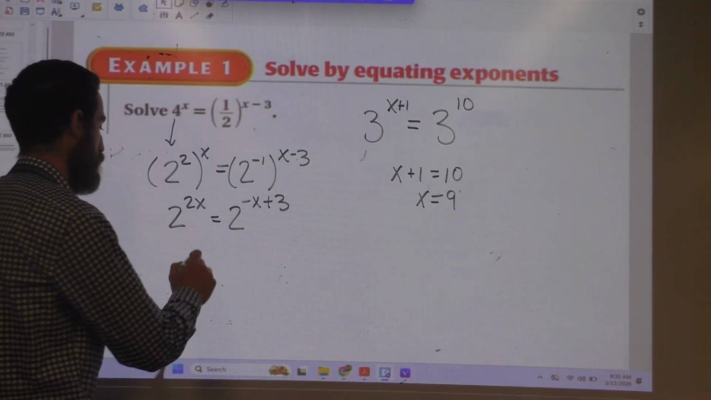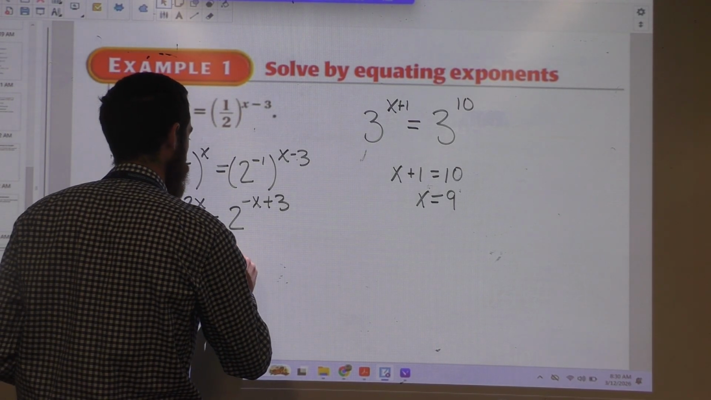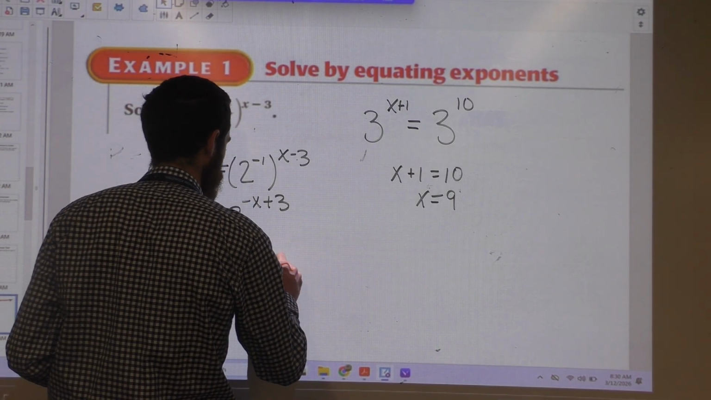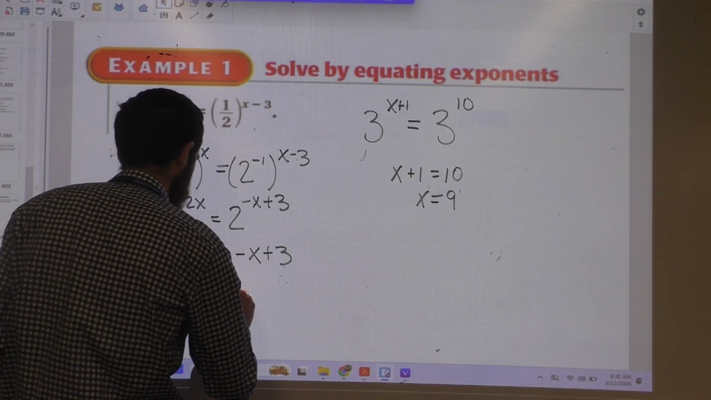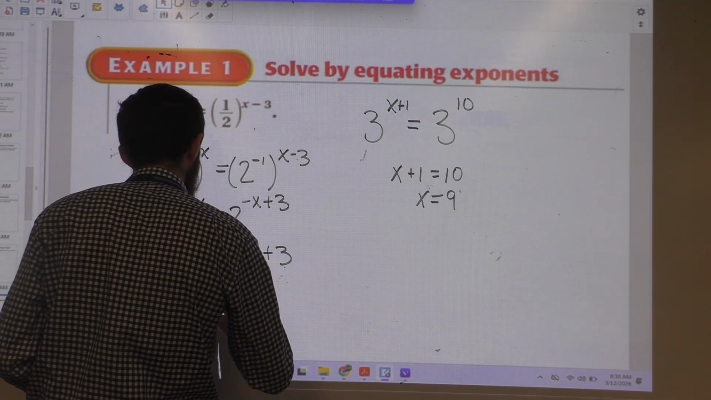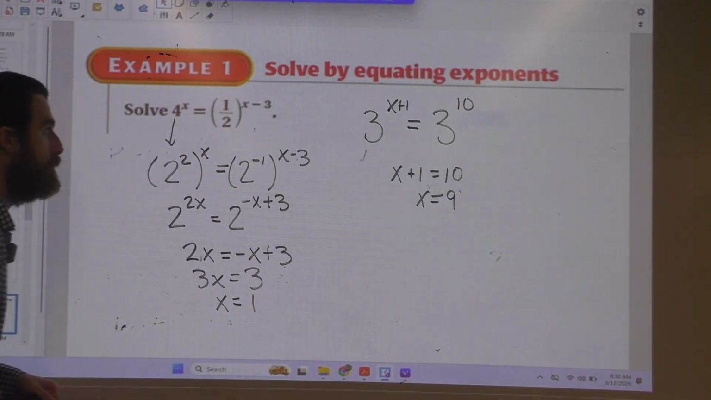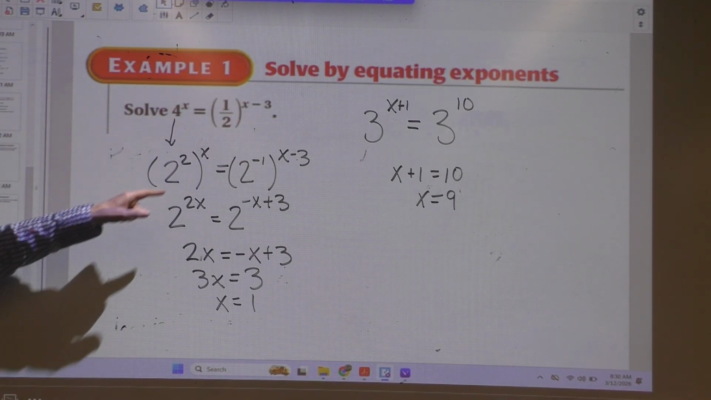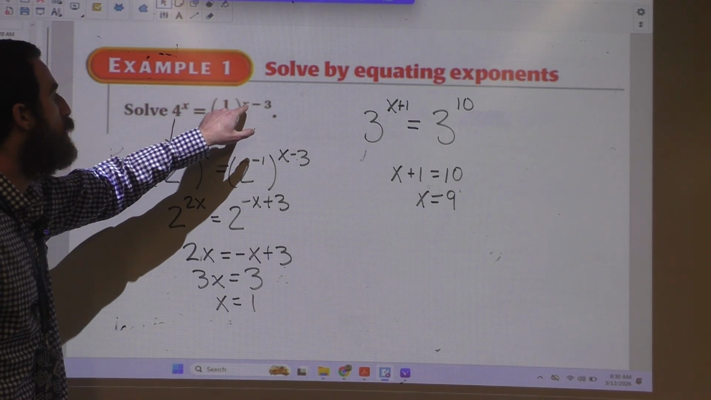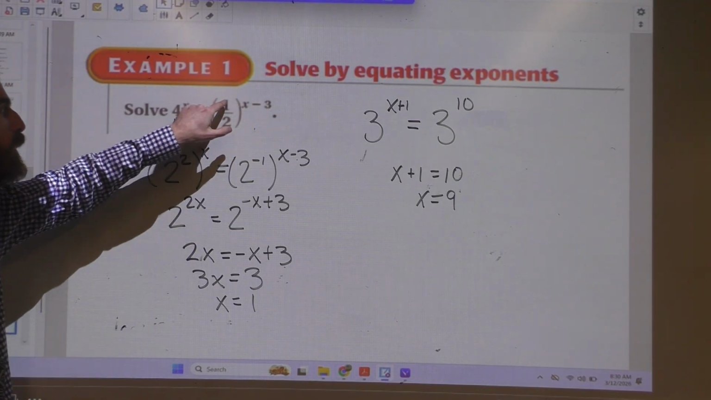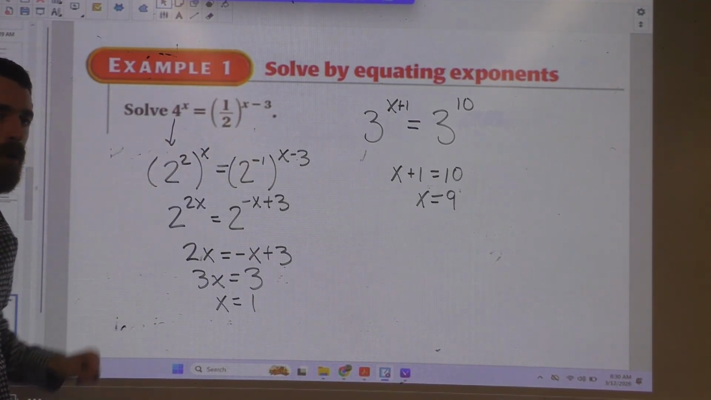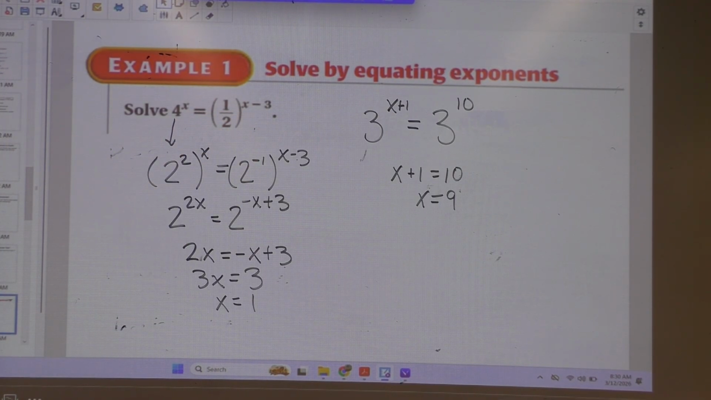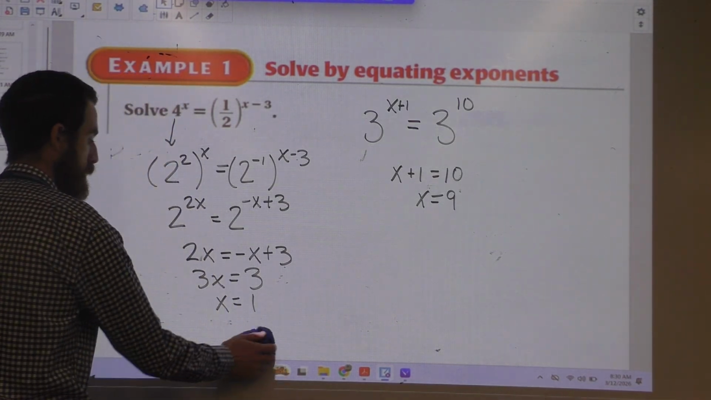But at this point I have the same base. So 2x is equal to -x plus 3. 3x equals 3, and x equals 1. You could plug it back in. 4 to the 1 is 4. And 1/2 to the 1 minus 3, that's 1/2 to the -2nd power. That means flip it over and square it, and I get 4 both ways. So that's the solution.